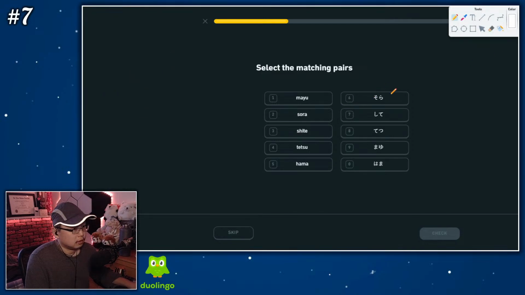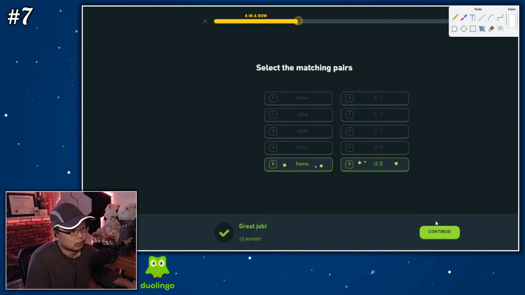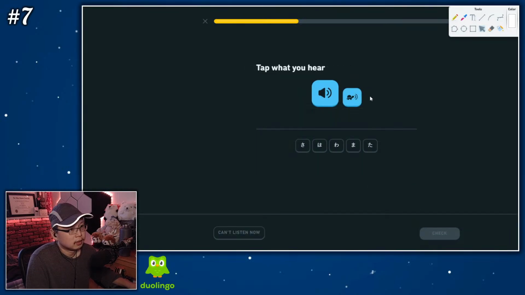Okay. And then let's go from right to left. This is sora. Shite. Tetsu. Mayu. Hama. Hata. Da.